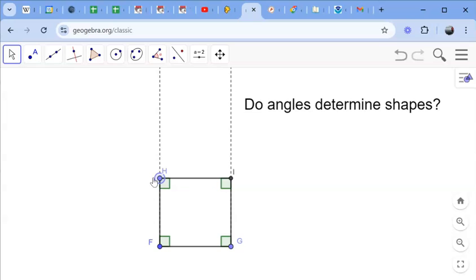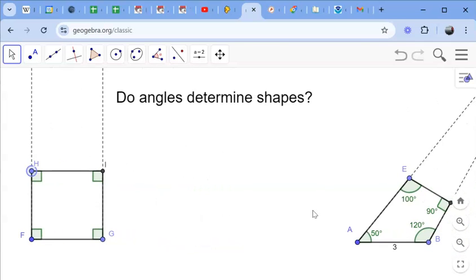And so clearly, the answer is just no in general. You can totally have two shapes that have the same angles, but really aren't the same shape. And they're certainly not similar in the more technical sense.